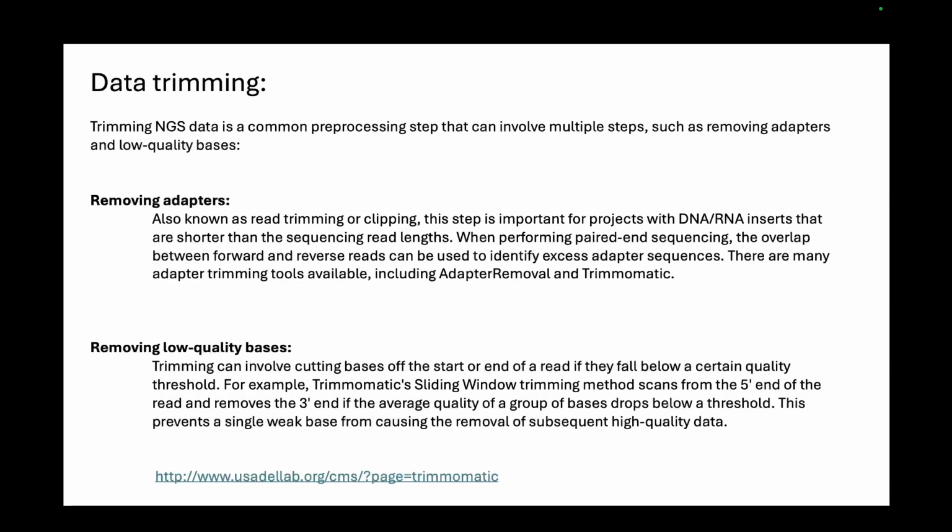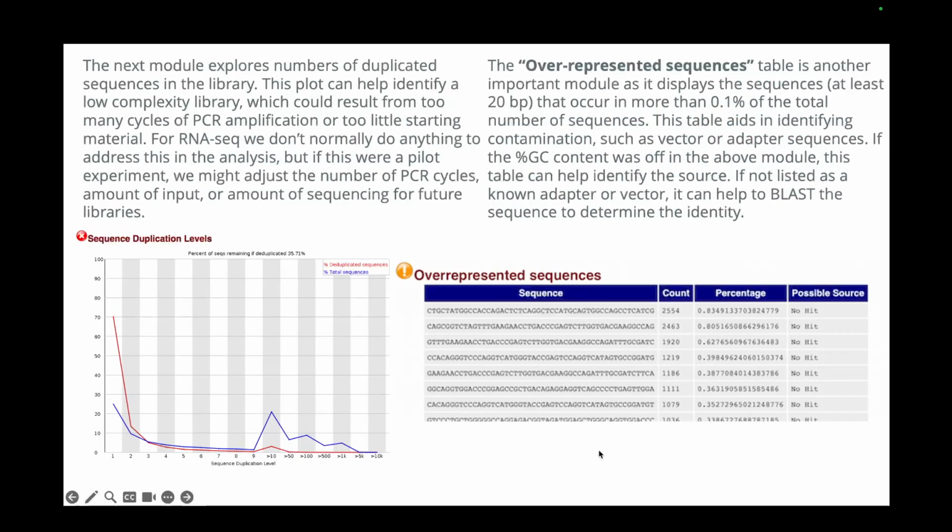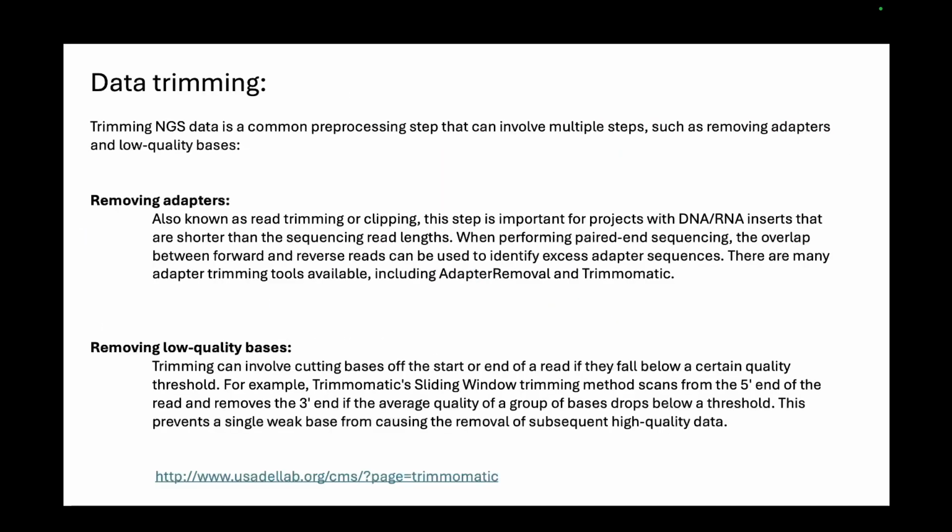The other part is data trimming. Why do you need data trimming? Because you saw these contaminated sequences and all. These might be adapters or anything. So you need to remove these sequences from the data so that you can have a better downstream analysis. So the first use case for data trimming is removing adapters. This step is important for projects with DNA or RNA inserts that are shorter than the sequencing read lengths. When performing paired end sequencing, the overlap between forward and backward reads can be used to identify the excess adapter sequences. There are many adapter trimming tools available.